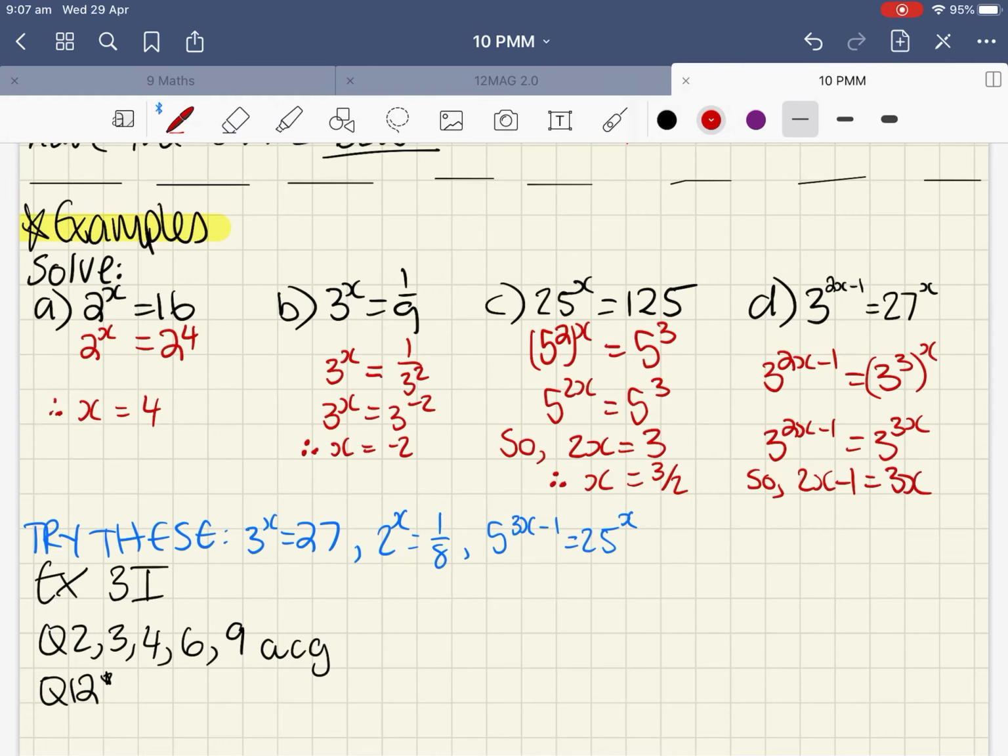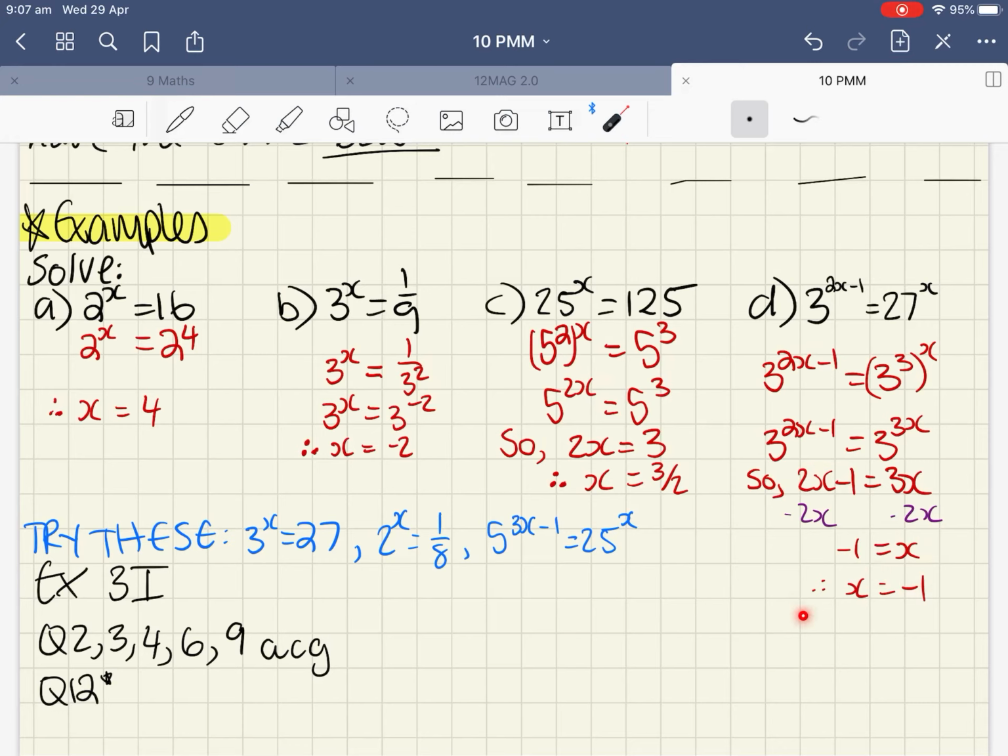So 2x minus 1 is equal to 3x. And now we have a nice, beautiful linear equation that we can work with quite simply. So if I rearrange all of this, I'm going to take 2x from both sides, so negative 1 equals x. Therefore, x equals negative 1. That is my answer to question D.